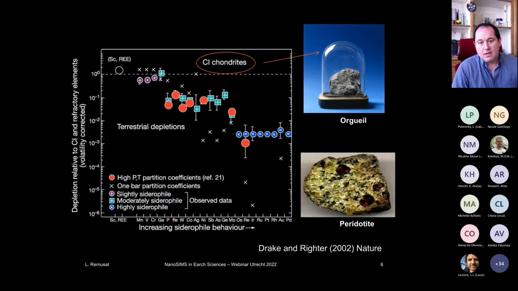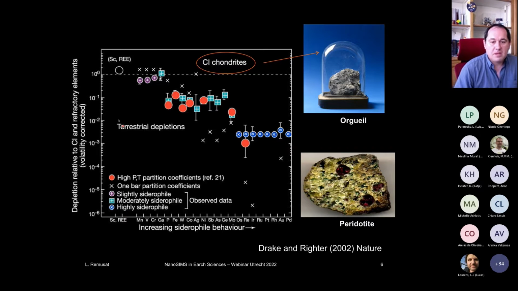And so if we look at the composition of our planet, in this plot you have on the x-axis different elements. They are ranked according to their siderophile behavior. So the elements on the right are prone to go to the core. The elements on the left are prone to go to the silicates.